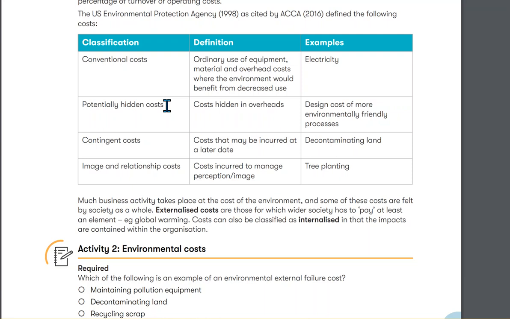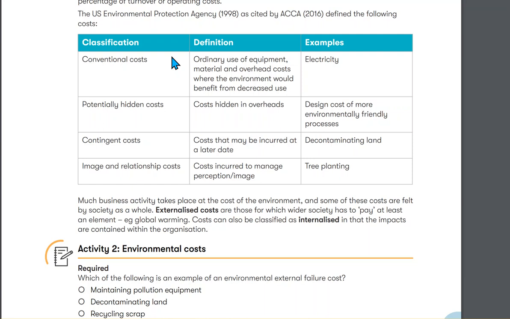Okay, conventional costs. This is another classification which was published by the U.S. Environmental Protection Agency. So they also divided it in 4 parts. One is conventional costs, the normal costs, like material and stuff that you will be using and they will be wasted, and because of that the cost will be incurred, like electricity, because you're consuming electricity. Electricity is made of something that affects the environment.